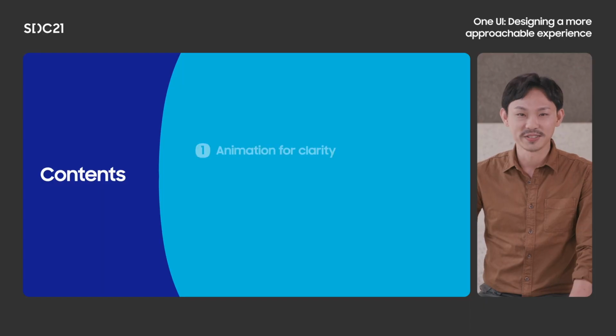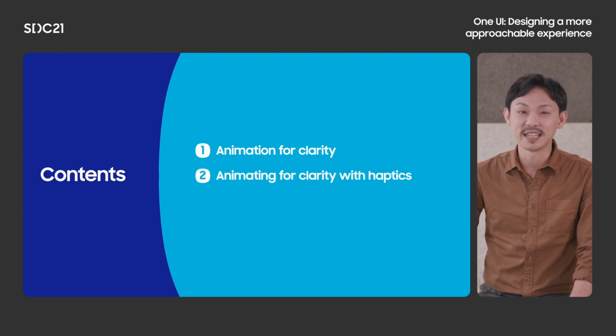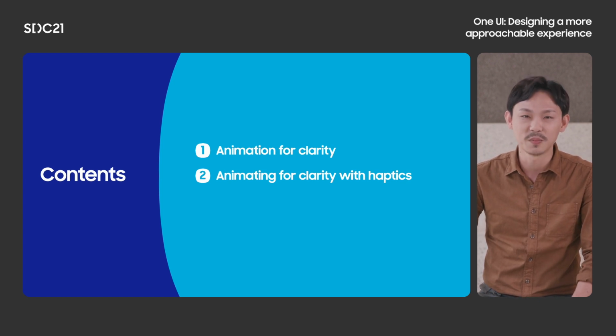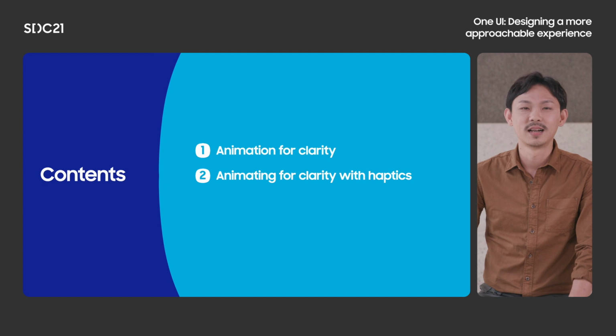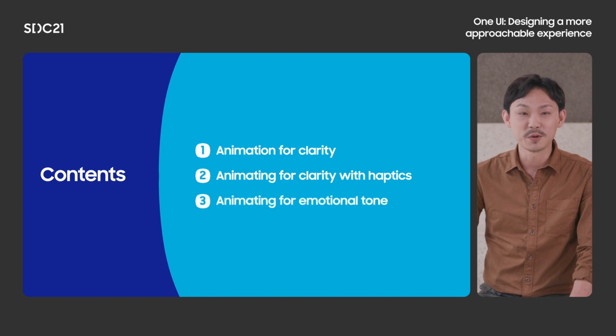Today, we'll discuss 3 ways animation and haptics can make interface more intuitive and user experience more approachable. First, we'll go over how clear animation can improve usability. Second, how sound and haptics can make devices feel more natural and comfortable. And finally, how micro-animations can provide a richer user experience.